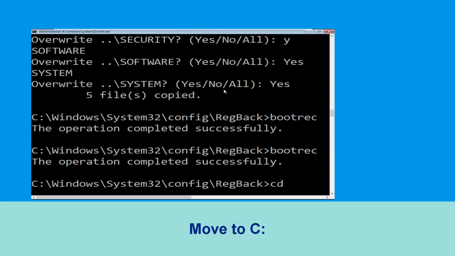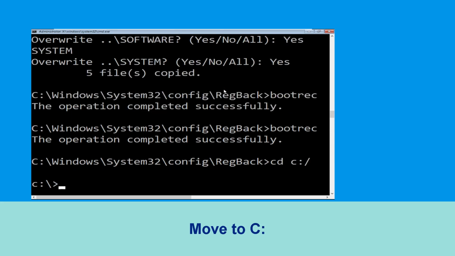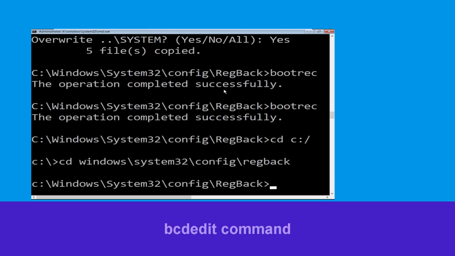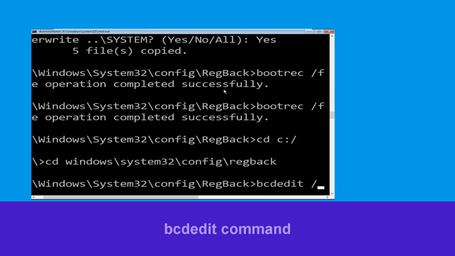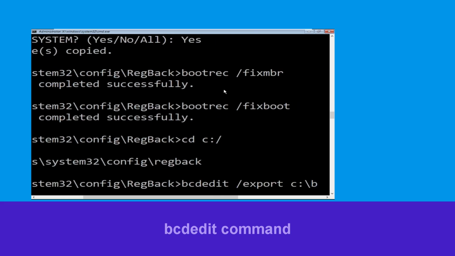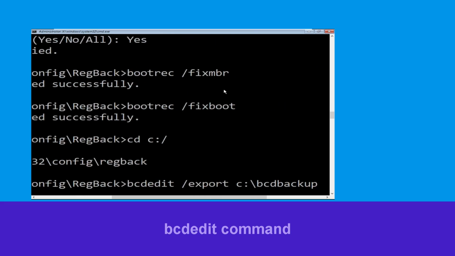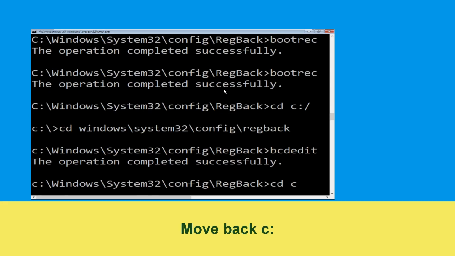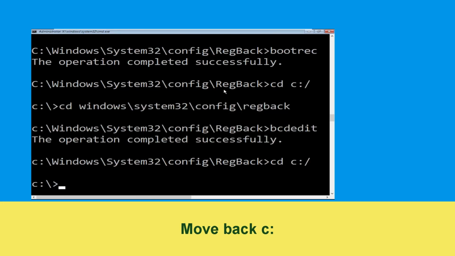Now type in cd space C:/ and simply hit enter to execute the command. Now type cd space Windows/system32/config/regback and hit enter to execute. Now type this command bcdedit space /export space C:/bcdbackup, then hit enter. Now type cd space C:/ and hit enter.